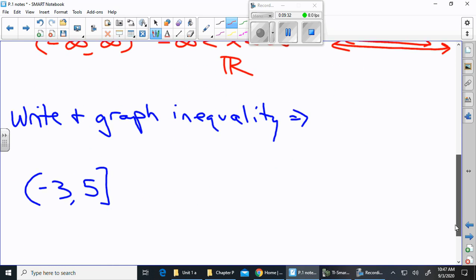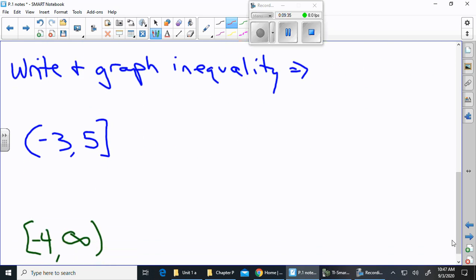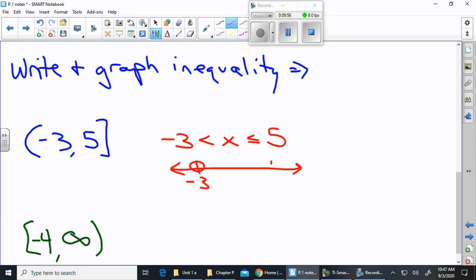If you're asked to write and graph an inequality, what does negative 3 to 5 mean? That would mean negative 3 is my smallest. It doesn't include negative 3, and it goes to 5. What does that mean on a graph? Negative 3 to 5, everything between there.